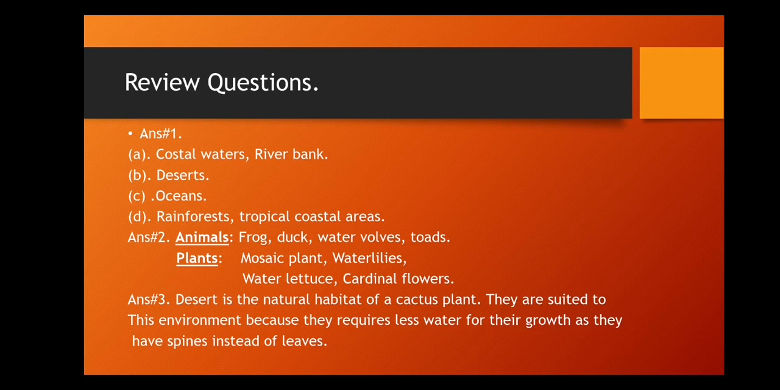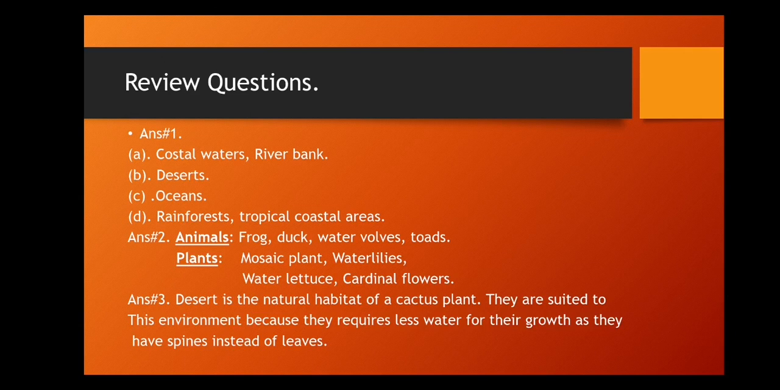Number 3 is the penguin. Penguin basically lives in the oceans. And number 4 is the coconut tree. Coconut tree grows in the rainforest or tropical coastal areas. This is question number 1.